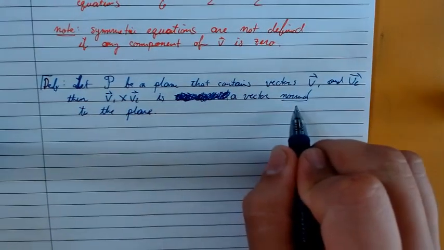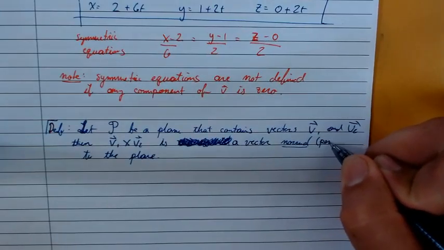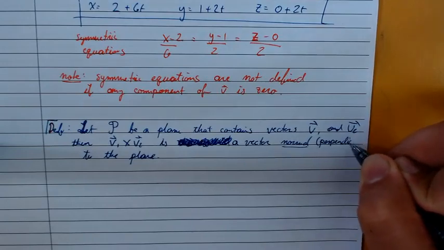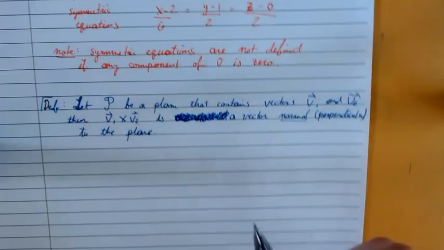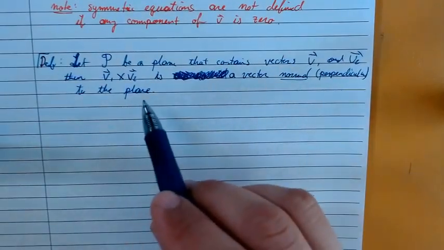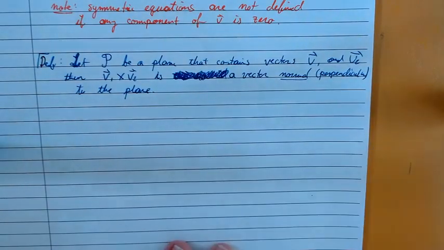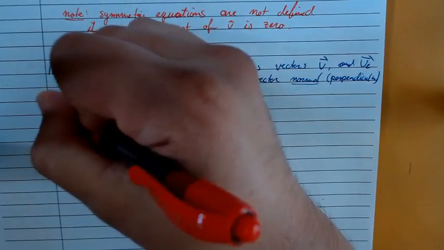When you see the word normal, you can also think of that as being perpendicular. And what that means is, when we say something is normal or perpendicular to the plane, that means it's perpendicular to all the vectors on that plane. So that's not really part of the definition, but just sort of as a note.